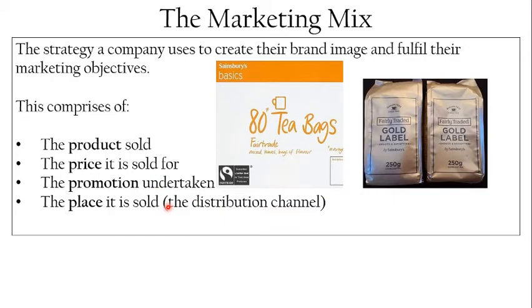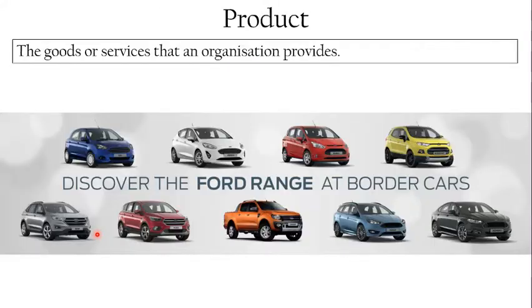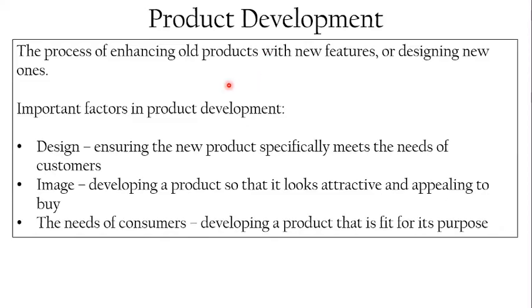Once we've done our market research and we've selected our target market, this leads us into the marketing mix, which is the combination of product, price, promotion, and place that organisations use to achieve their marketing goals. Every product has a marketing mix. So the first element of the marketing mix is product, and that's the goods and services that an organisation provides.